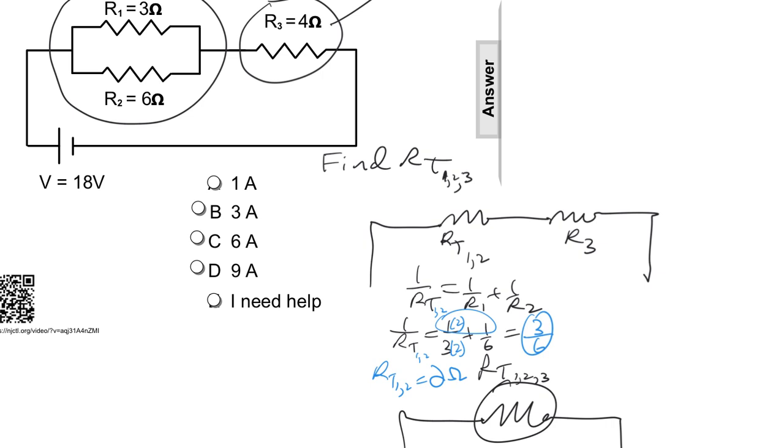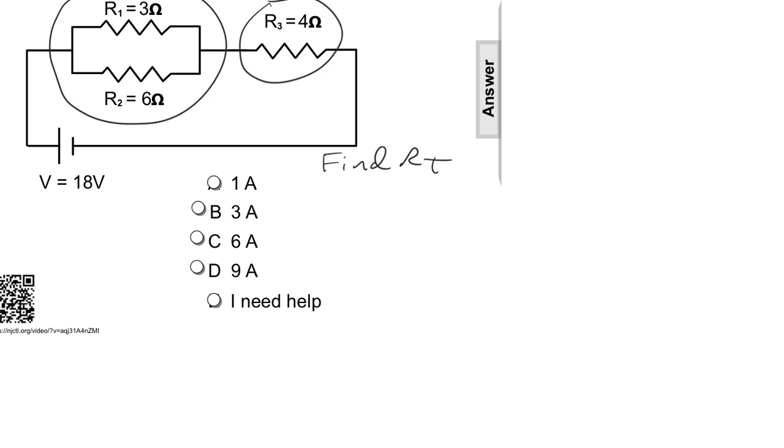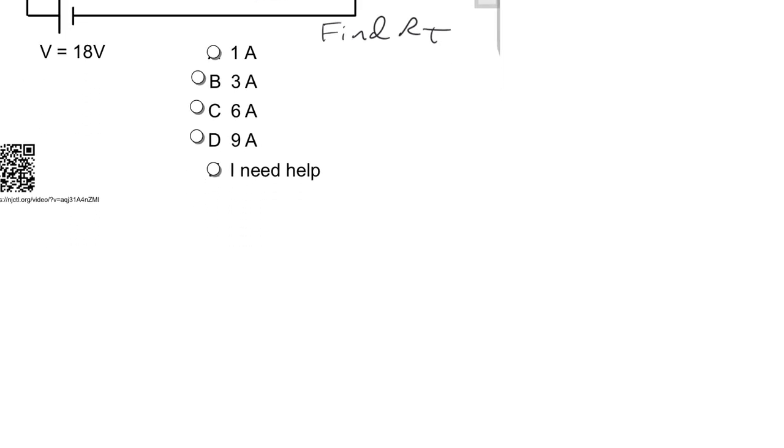Okay, so this part right here is 2 ohms. Now, R3 is 4 ohms from what was given. So what is RT 1, 2, 3? Well, that equals 2 plus 4. The total resistance is 6 ohms. So now I can finally do Ohm's law to figure out what.